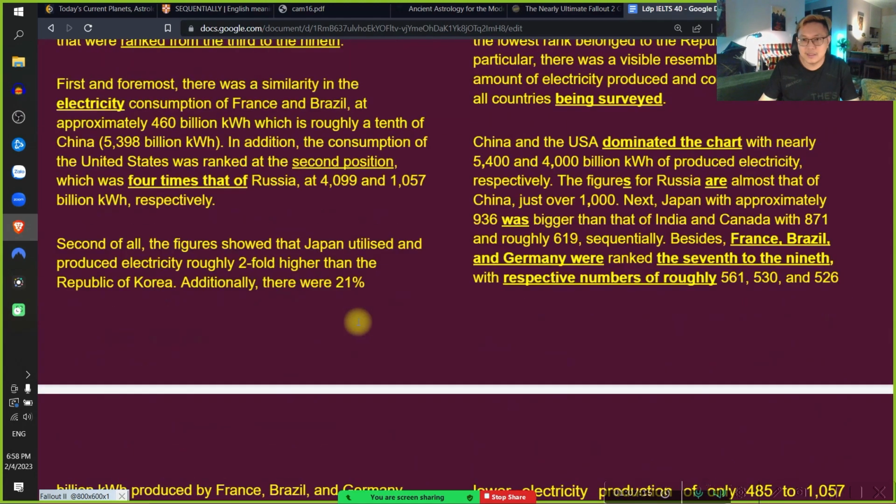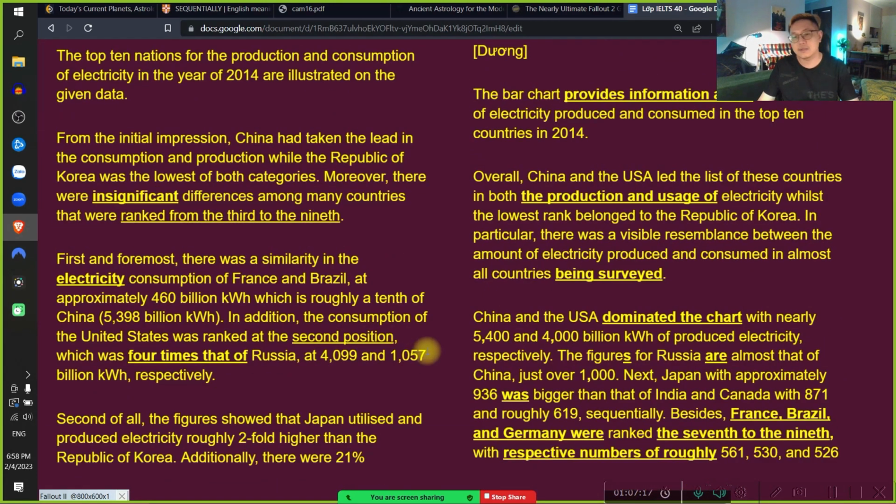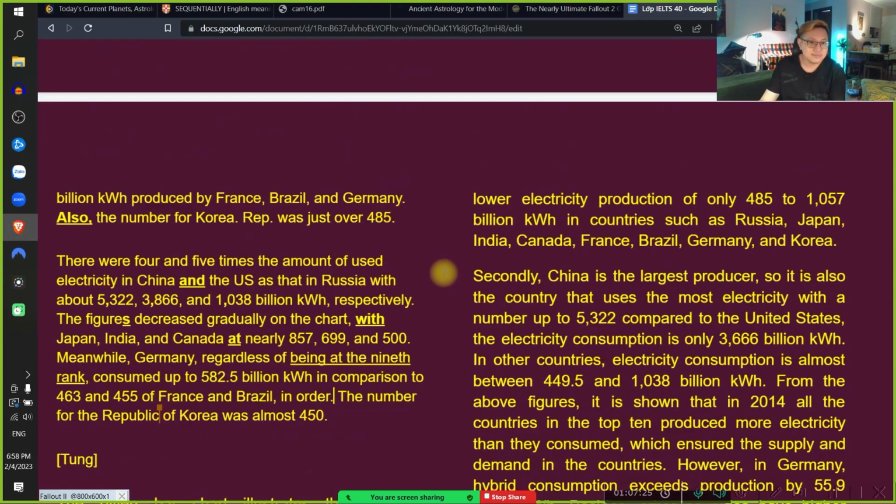Wait, did you mention that Germany is the opposite of the other countries? You did not mention the fact that Germany shows a unique situation. Oh, you forgot that, did you? Once again, this one is like Korea, being left out again.